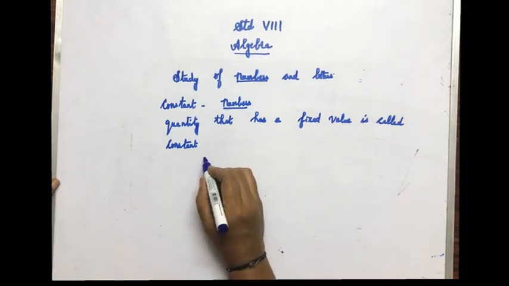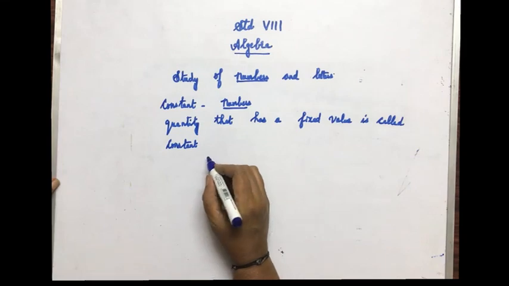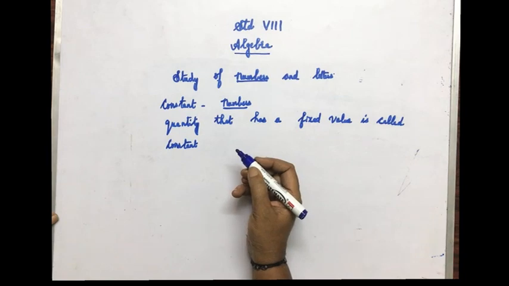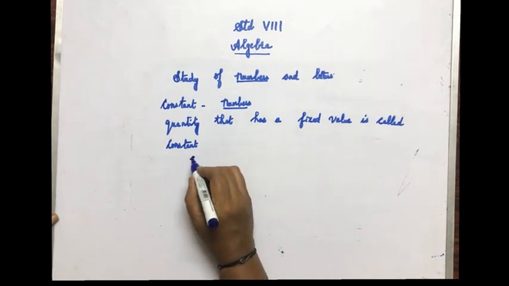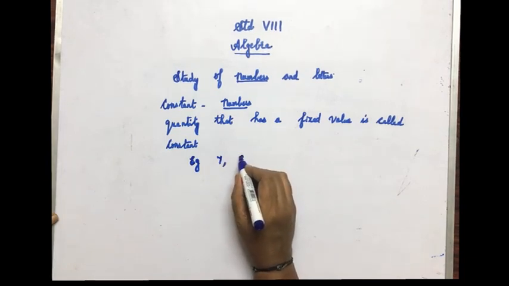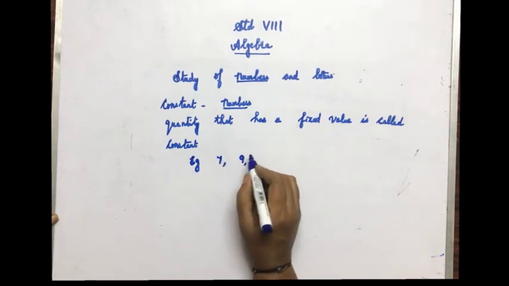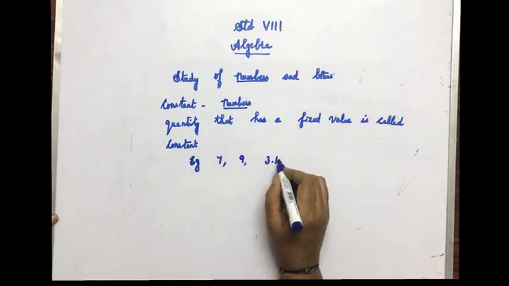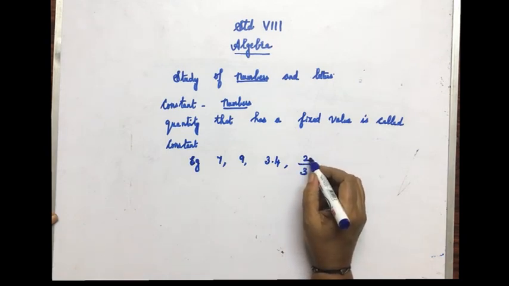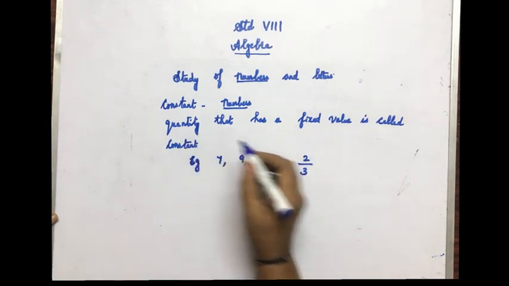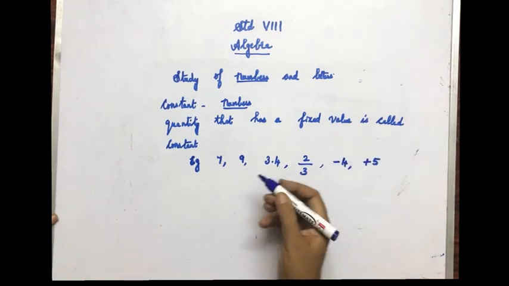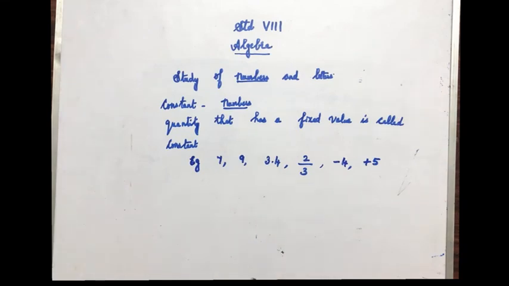Now we can consider any numbers. We can take natural numbers, negative integers, positive integers, fractions, decimal numbers, rational numbers. For example, if you take 7, it is a natural number. Take 9, natural number. These values will not change. Now 3.4, decimal number, the value does not change. 2/3, this is a rational number, value does not change, so this is a constant. Then negative integer, positive integer, all these numbers are constants.